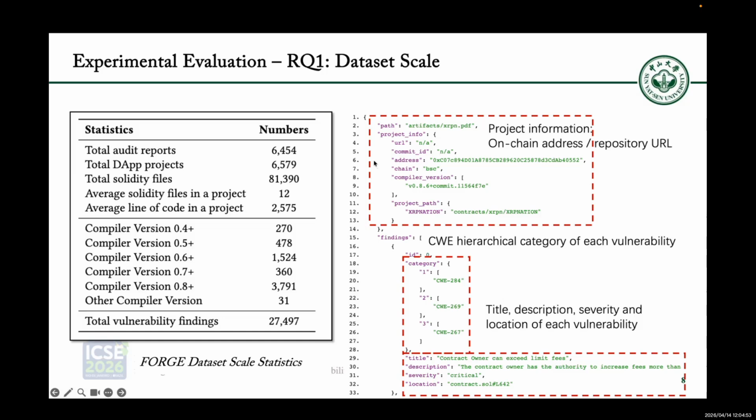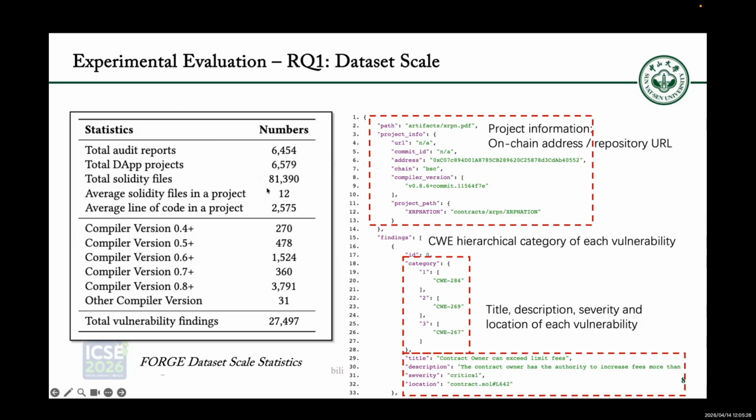Okay, and our evaluation covers four research questions. RQ1 looks at overall dataset construction effectiveness. RQ2 and RQ3 evaluate extraction and CWE classification accuracy. RQ4 assesses the dataset's practical utility. First, for RQ1, we collected about 6,000 valid audit reports from 47 well-known security firms, verified on Etherscan.